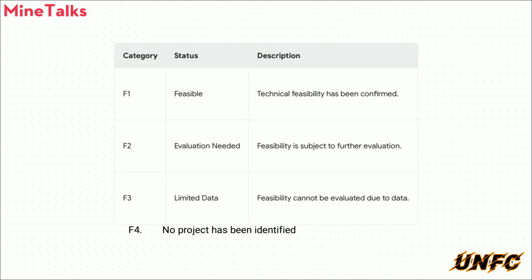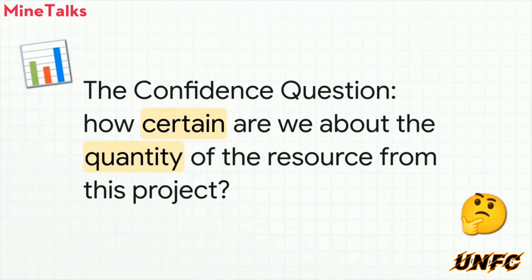And F3, that's the idea sketched on the back of a napkin. It's a concept that still needs a lot more data to prove it can even work. And the last piece of this puzzle is the G-axis. This is all about confidence. It asks a simple question. How sure are we about the amount of resource we think we're going to get?